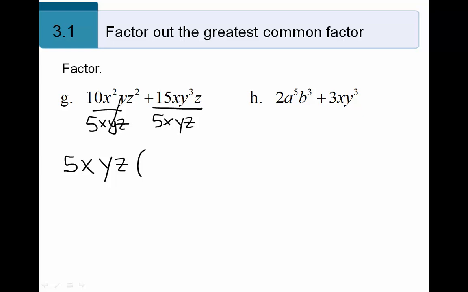10x squared z squared divided by 5xz is 2xz, plus 15 divided by 5 is 3, and y cubed divided by y is y squared.